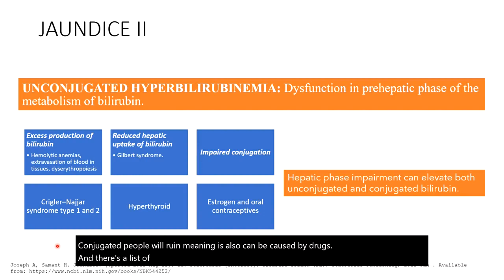Unconjugated has to do basically with syndromes called Gilbert syndrome and Crigler-Najjar affecting the transferase enzyme, hemolytic anemias, hyperthyroidism, estrogen or oral contraceptives, impaired conjugation, whatever affects that, and the hepatic phase will elevate both types of bilirubin.